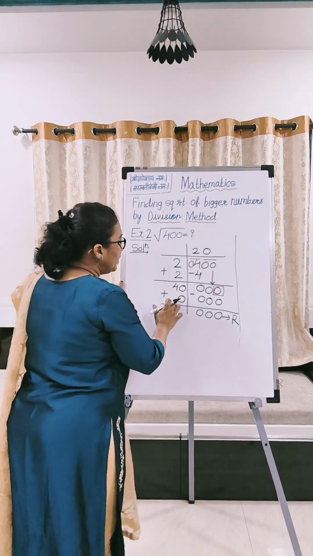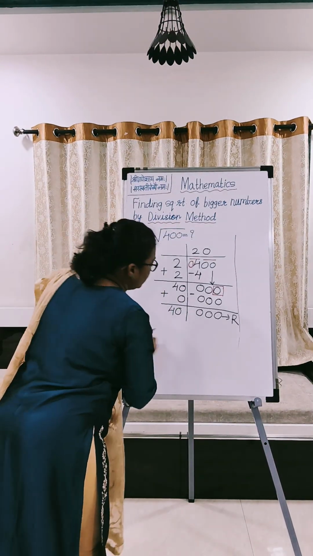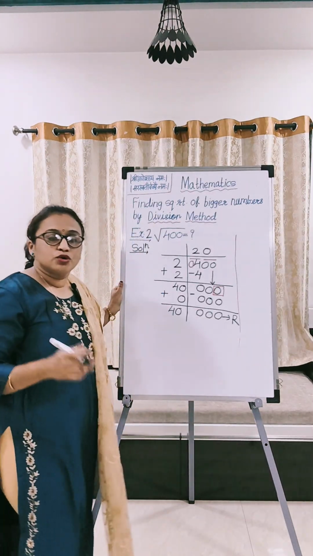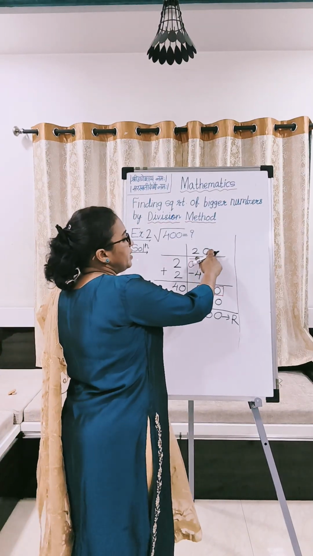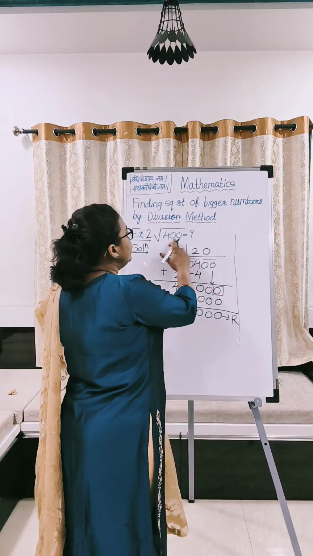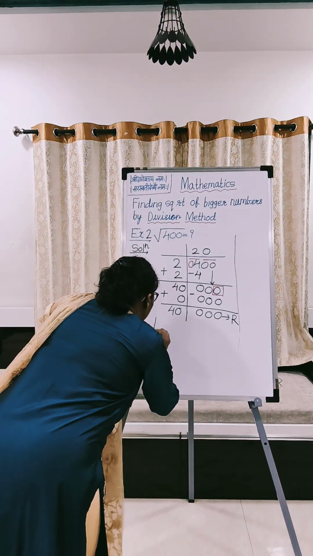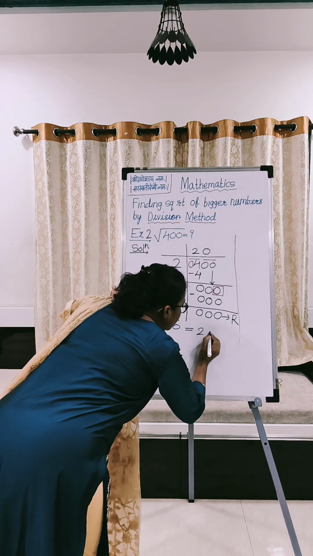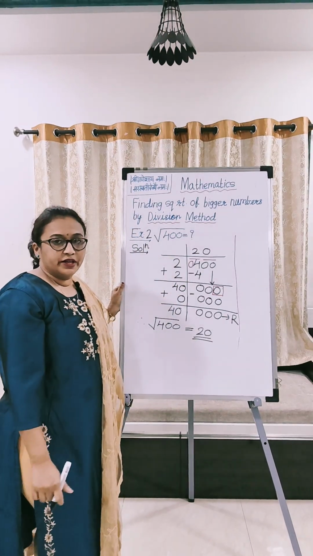Now add this 0 to 40. We will get 40 here on the left hand side. Right, leave it as it is. Now the remainder is 0, so our process is completed. And we got the answer as 20. So 20 is the square root of 400. So the square root of 400 is equal to 20. This is our final answer.